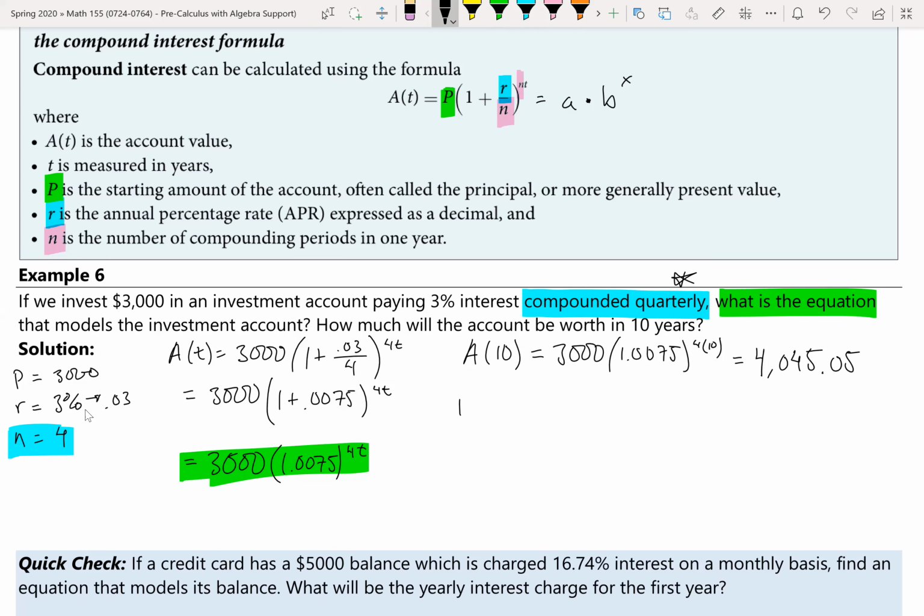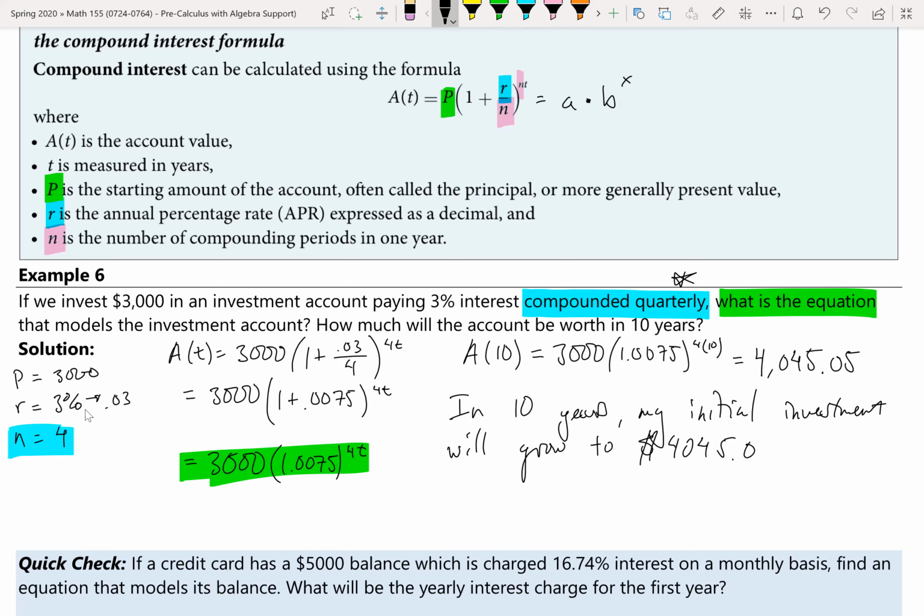So in 10 years, my initial investment will grow to 4045.05. And we are done.